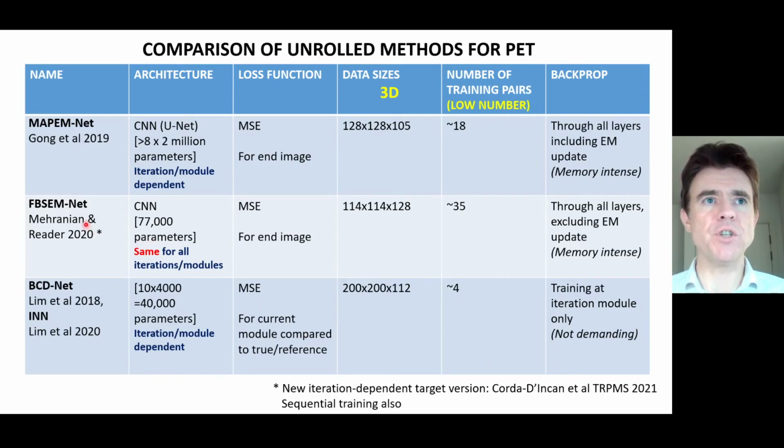And in fact, just to point out for FBSEM Net, there was a paper recently in 2021 where iteration-dependent targets were used, and then also sequential training of each module was used, very much inspired by the iterative neural network approach, because that's quite a practical method for training the CNN at each and every update without back-propagating all the way through the entire unrolled network.